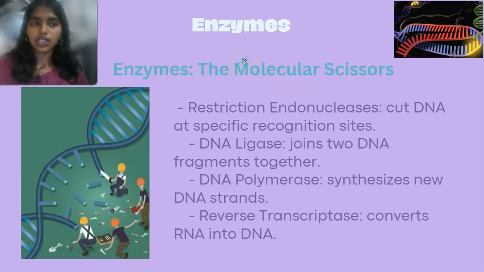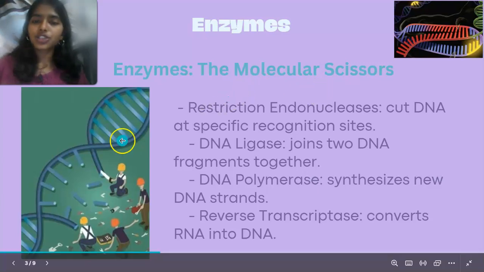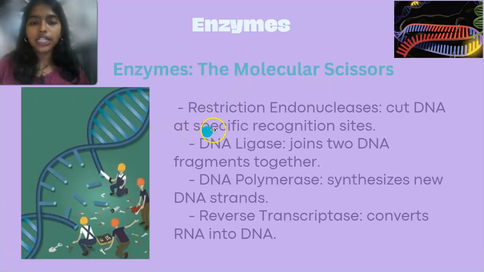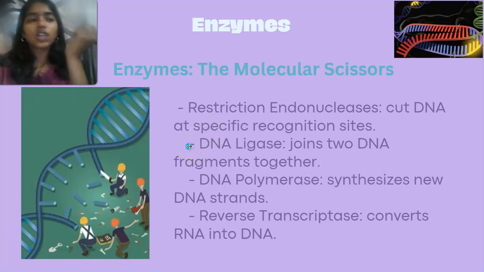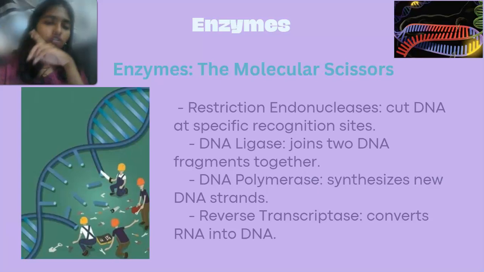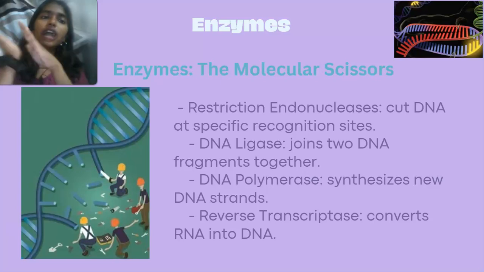The first one is enzymes, which also act as molecular scissors. Restriction endonuclease cuts DNA at specific recognition sites. Then there is DNA ligase, which joins two DNA fragments which were cut already. Then there is DNA polymerase, which synthesizes new DNA strands from the joined fragments. And there is reverse transcription, where we convert RNA into DNA.